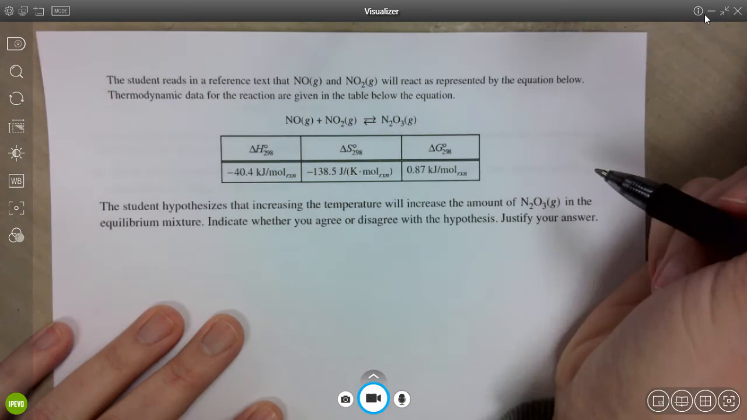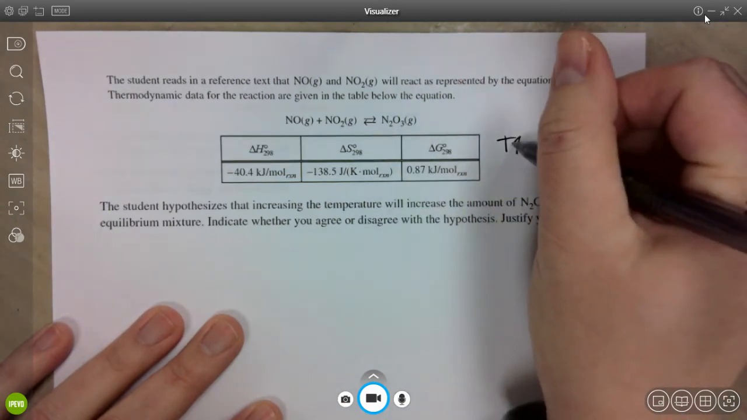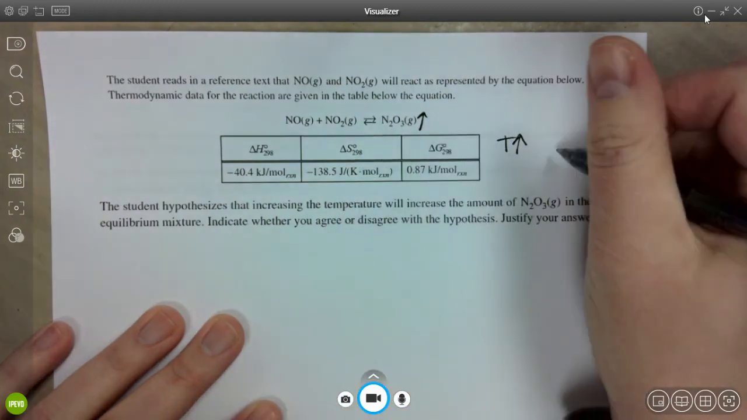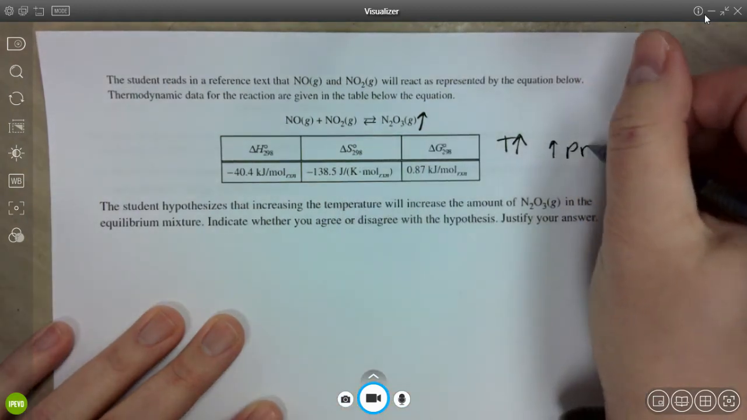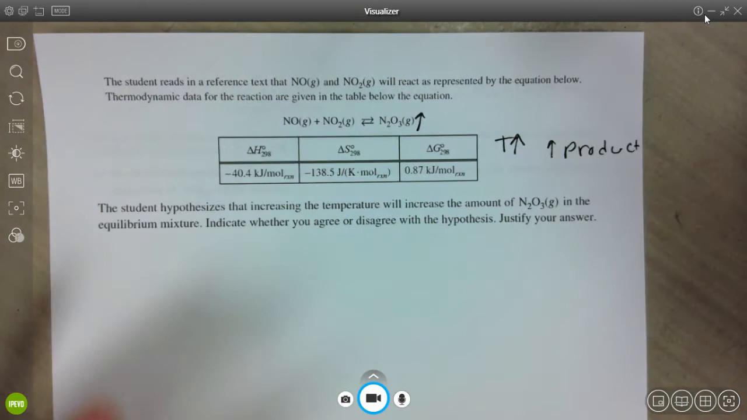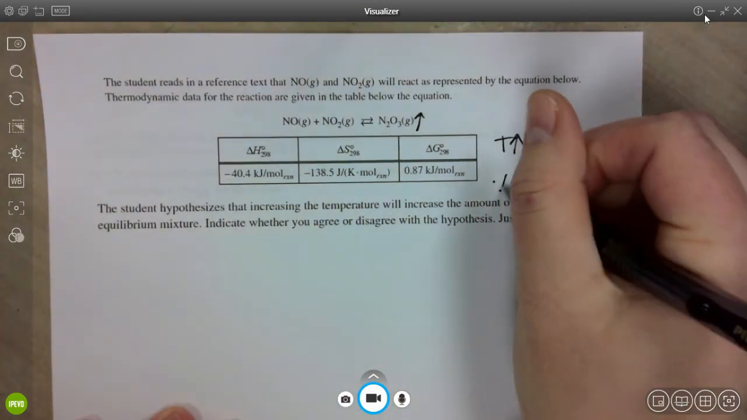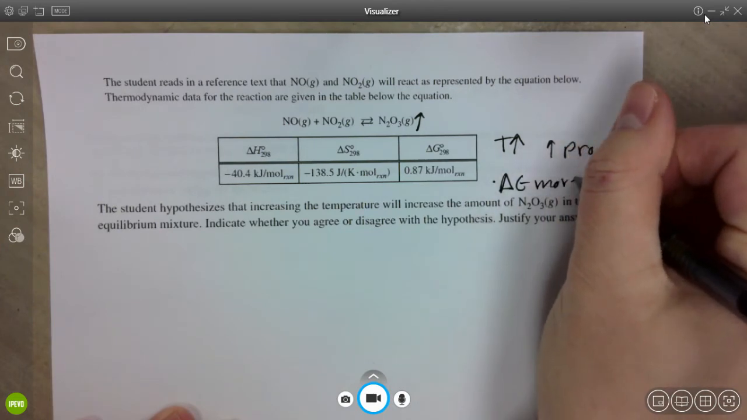So what it's saying is that if I make T go up, I am going to make this N2O3 go up, which means that I should get more product. Okay, and I've talked to you before that if that's the case, it means that we are going to make our delta G more negative.